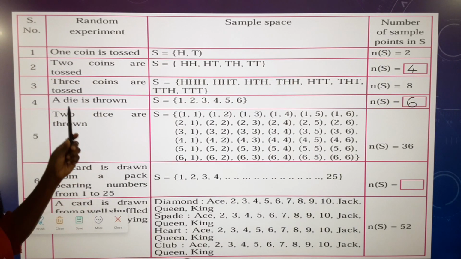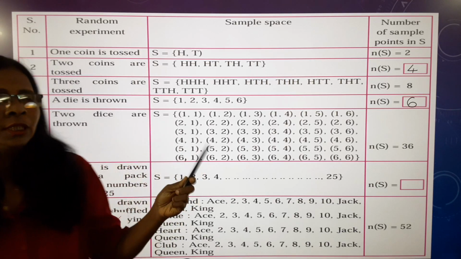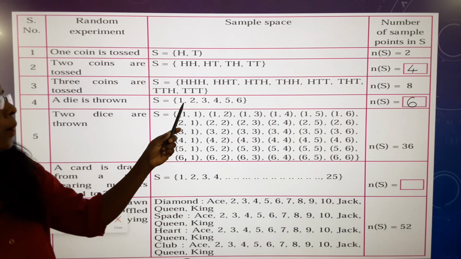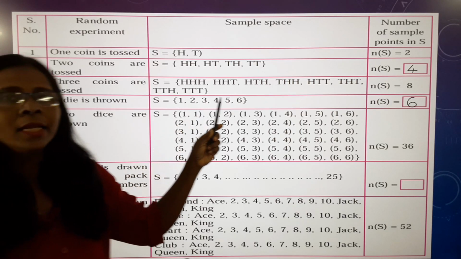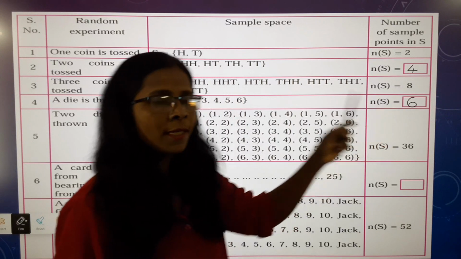Now see, a die is thrown. Then the sample space is 1, 2, 3, 4, 5, 6. So n(S) is equal to 6.